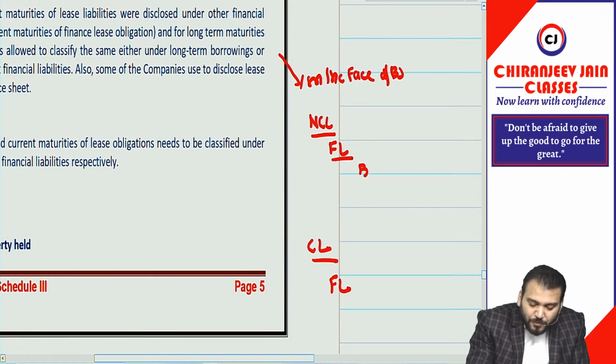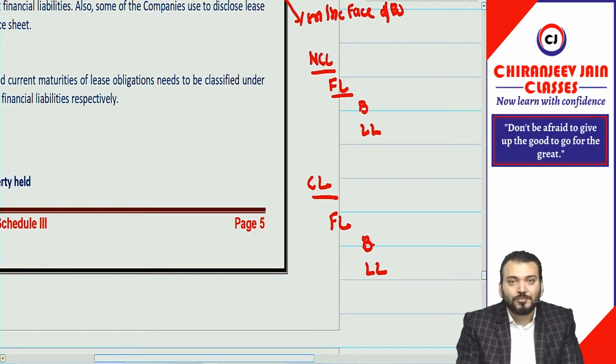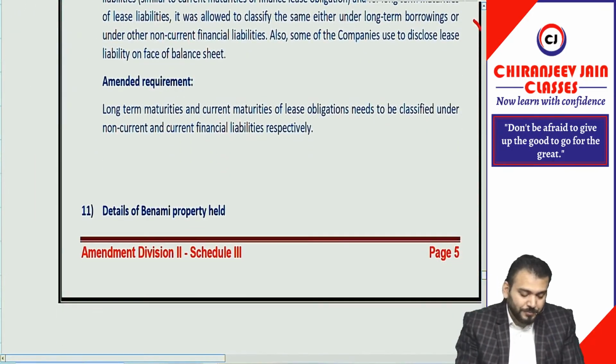Under financial liability, first we write borrowing. Here also we write borrowing first. This is long-term borrowing, this is short-term borrowing. Then we write lease liability, then we write lease liability. Understood? Got it? Yes, sir.